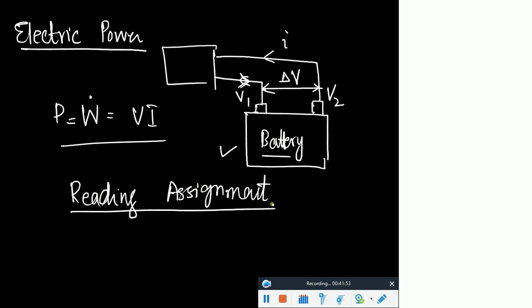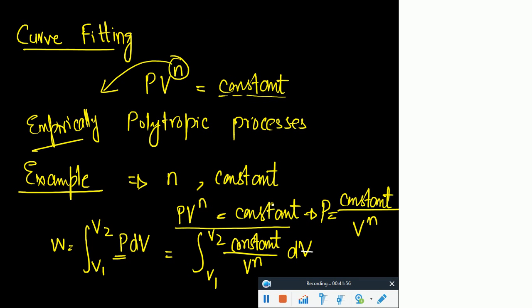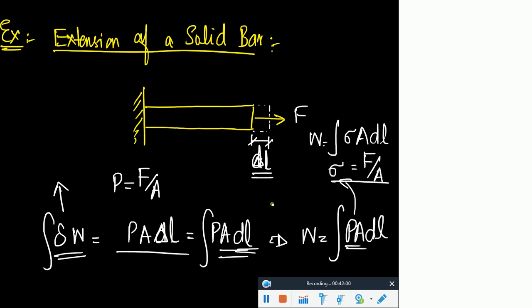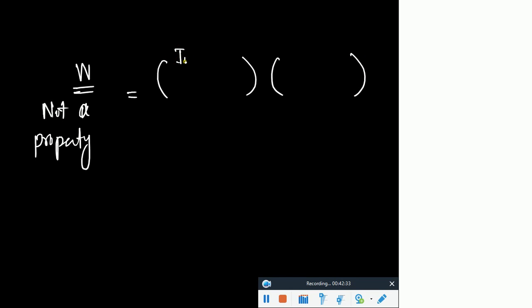So a very important thing again, just to tell you, just look at that. If all of those examples, whether you talk about work done in a magnetic field, work done in a gravitational field, work done by an electric field, or an electrical appliance, or that example related to extension of a bar, every time you would see that this work, which is not a property, would be represented by the product of some intensive property multiplied by this. This is the product between some intensive property and some extensive property.